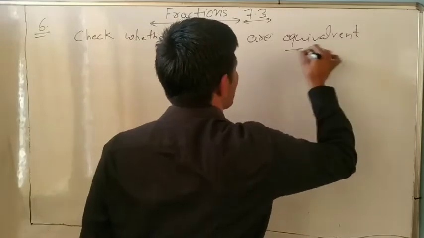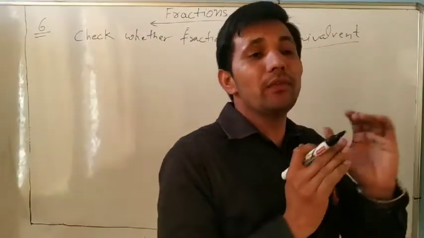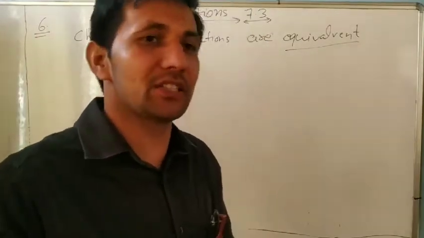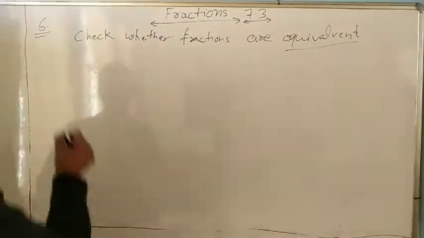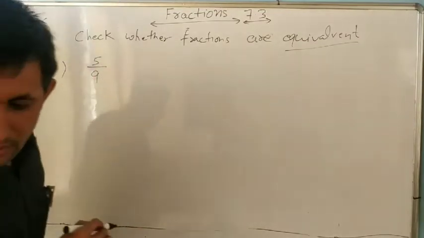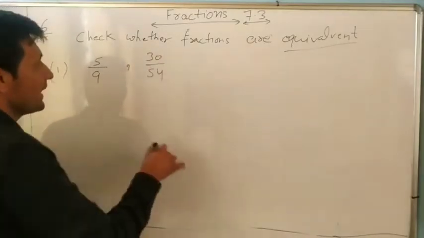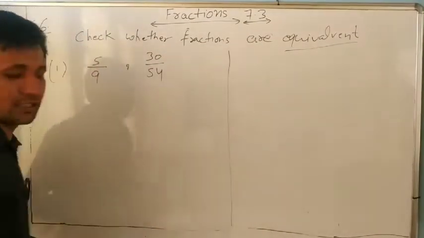Does everyone know what equivalent means? Equivalent means two fractions are equal if we reduce them to simplest form. Okay, so first is 5 divided by 9 and second is 30 divided by 54. There are two methods to solve this question.